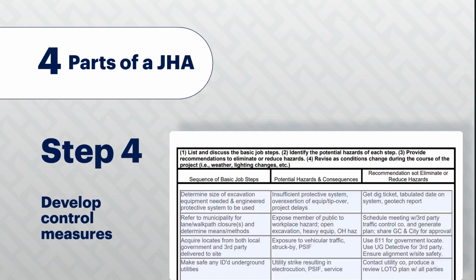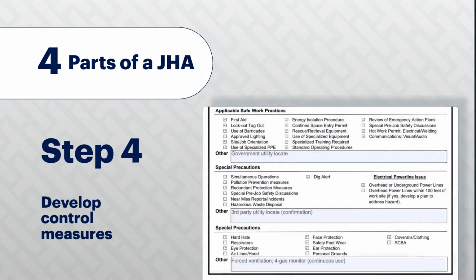Develop control measures. This is where your safety strategy comes to life. The goal is to address risk at their source whenever possible, then use the hierarchy of controls to determine the best plan to mitigate those risks.